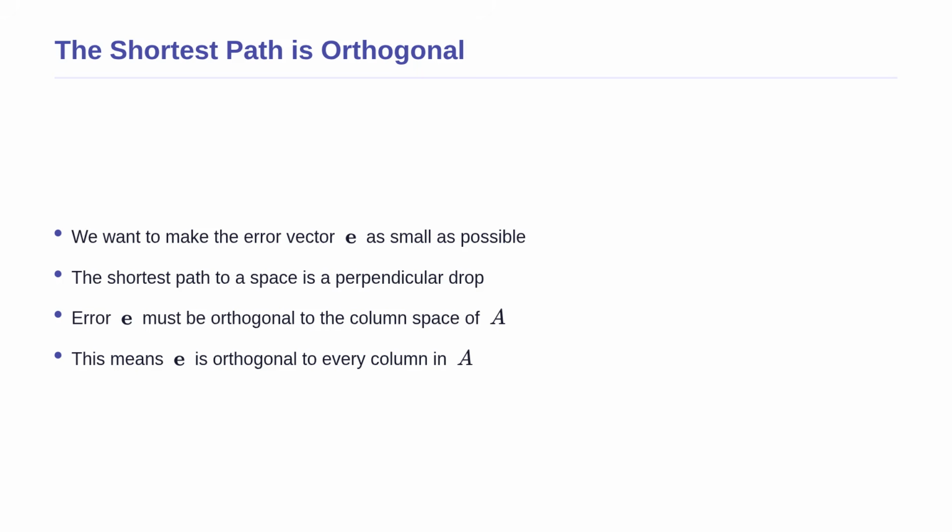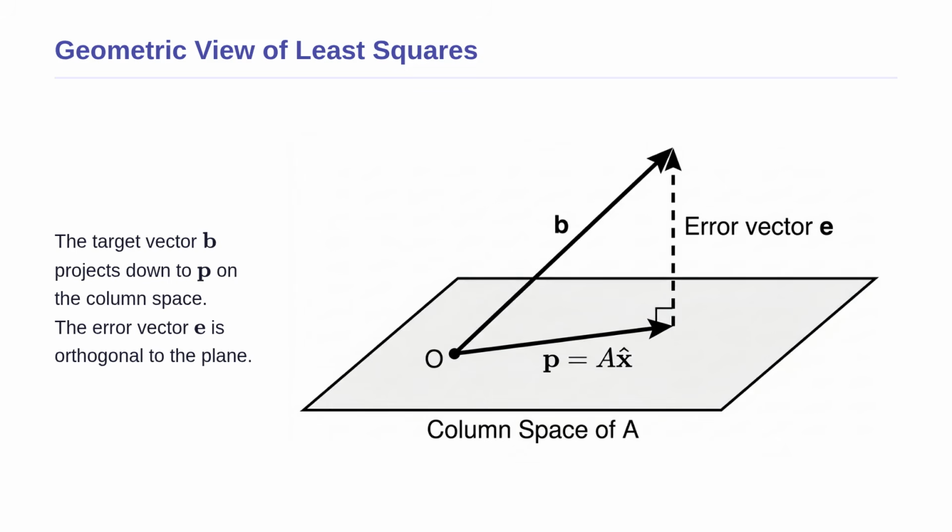Imagine standing on the floor and wanting to reach a light bulb floating in the air. The floor is our reachable column space, and the light bulb is our target B. The absolute shortest path from the light bulb to the floor is a straight line, dropping straight down, making a 90-degree angle with the floor. In linear algebra, we call this orthogonal. So for our error to be the smallest, the error vector must be completely perpendicular to every single column in matrix A. To truly cement this geometric idea of dropping straight down, let us look at it visually.